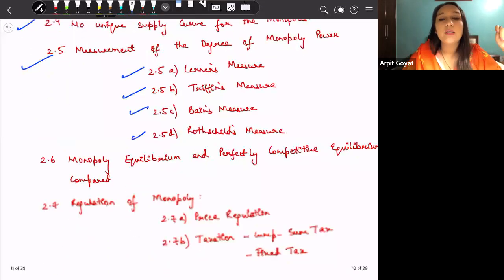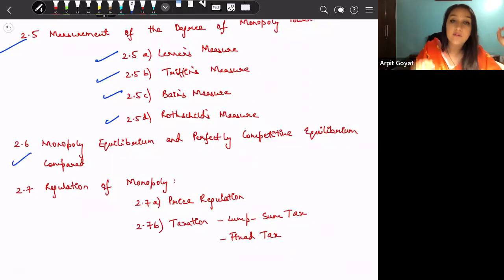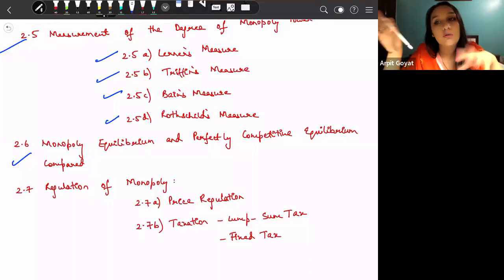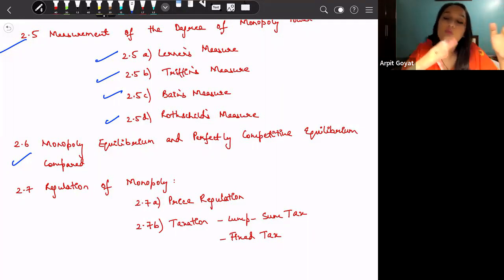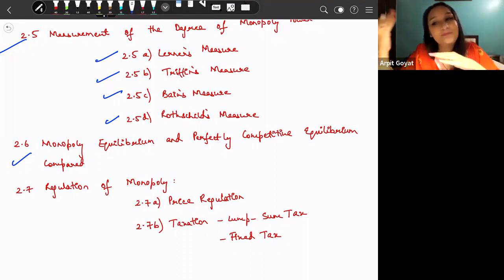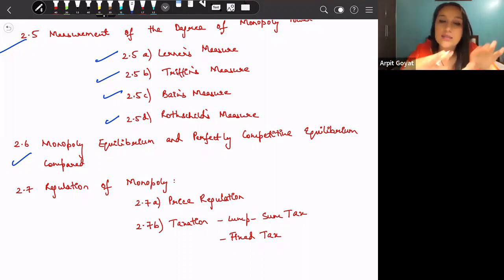Then we'll have monopoly equilibrium and perfect competitive equilibrium. We'll compare them. Like, if you remember, or people who are in their masters, generally we say that the equilibrium output in perfect competition is greater as compared to the equilibrium output in monopoly. The price in perfect competition is smaller as compared to the price in monopoly equilibrium.